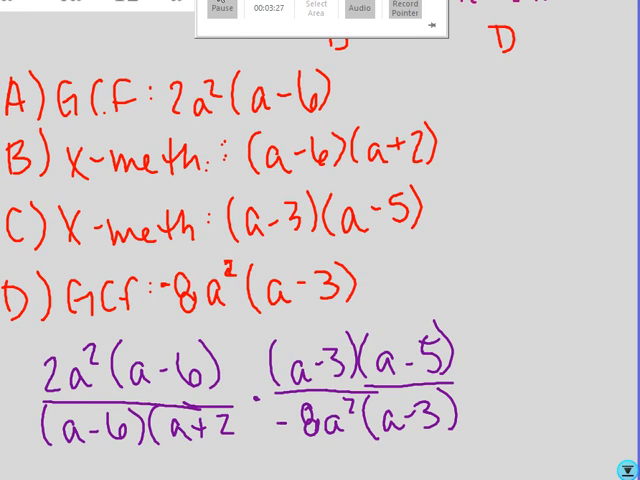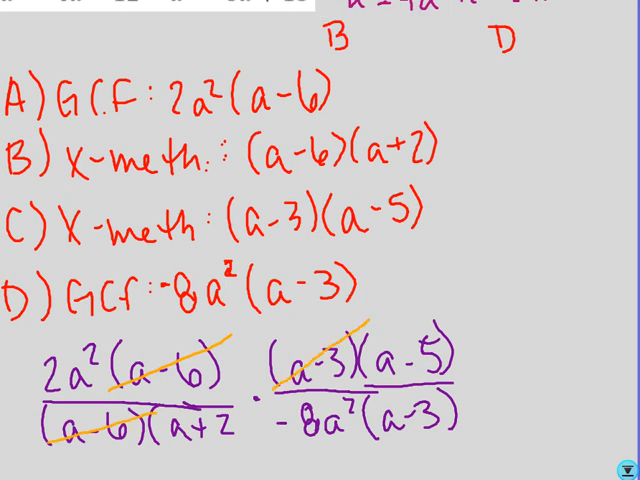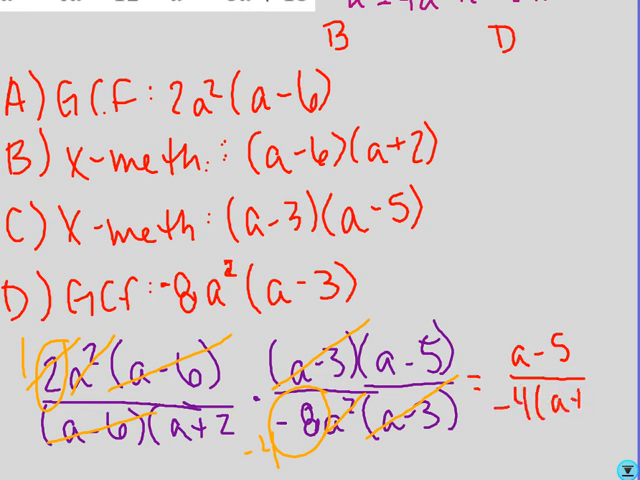Okay, now that we have put everything back together, we can start simplifying. A minus 6 can cancel out a minus 3 because we took out that negative 1. The a squareds can cancel out. The 2 and the negative 8 can simplify like a fraction. So 2 goes into itself once, and negative 8 negative 4 times. And then that's all that we can do there. So our final answer is going to be a minus 5 over negative 4 times a plus 2.